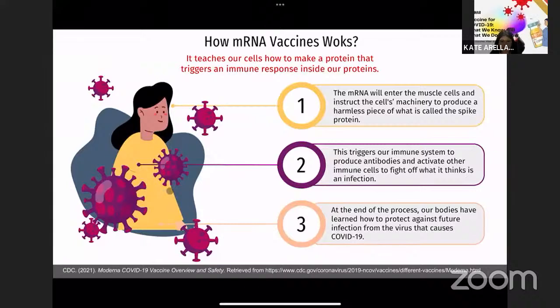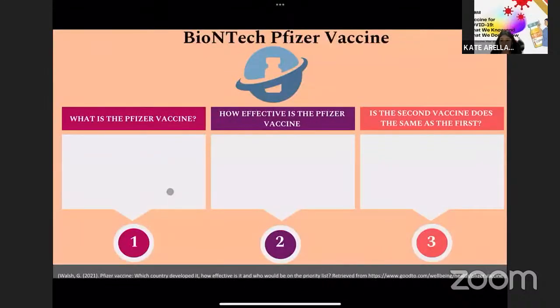Now that we already have knowledge about it, let us proceed to the available mRNA vaccines, which are the Pfizer-BioNTech and Moderna, which will be discussed by Ms. Bettina Manuel.